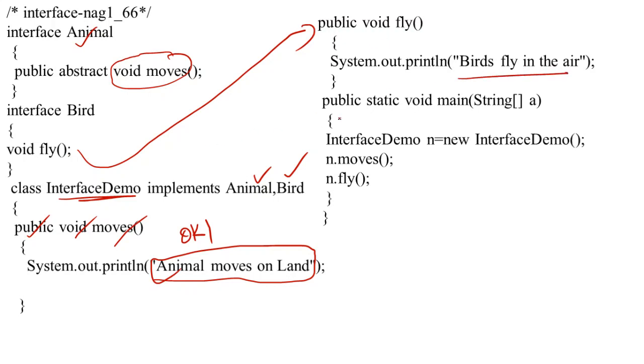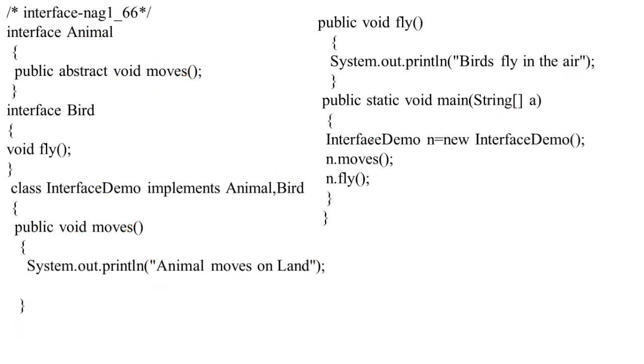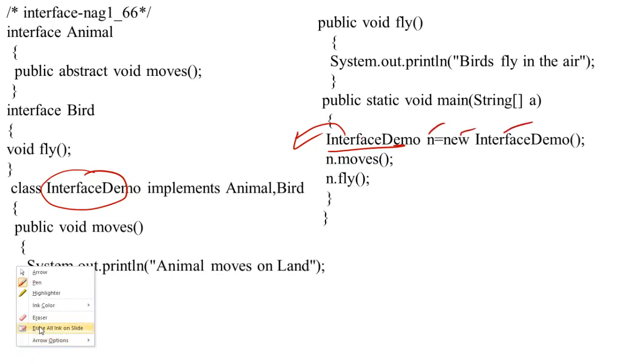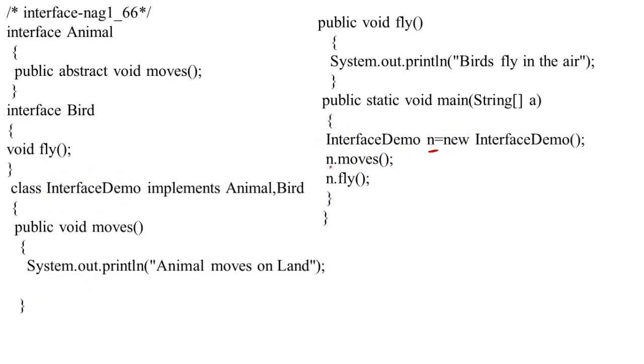Just implementing. Now, what am I doing? Public static void main, String args. What is my class name? This is the class name. Remember, class space. This is not an interface. Don't get confused with this name. It's not interface demo I am writing, actually it's a class. How can I create an object? Class name space object name equal to new class name. Here, which one is an object? Here, n is the object. n dot moves, object dot method.